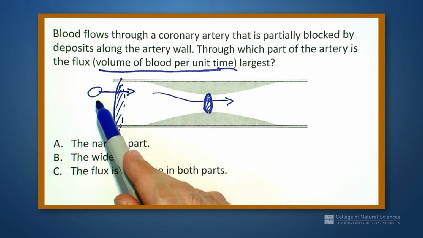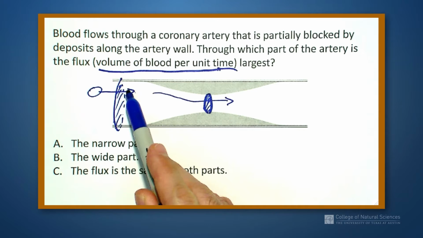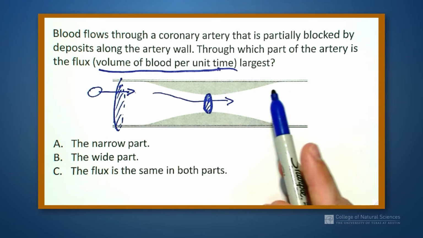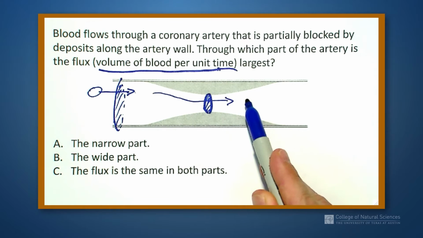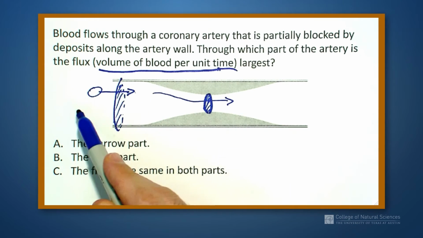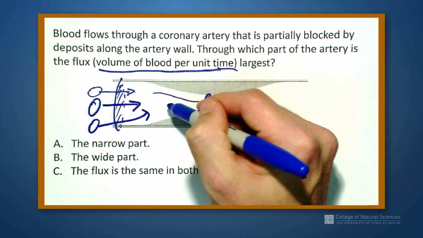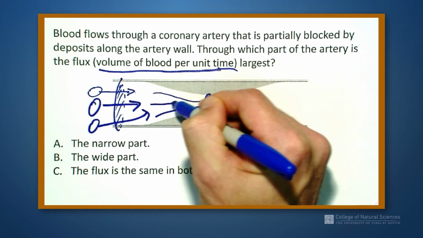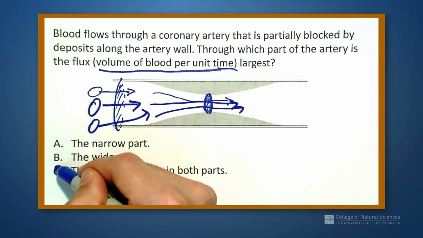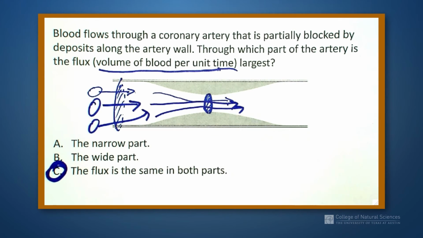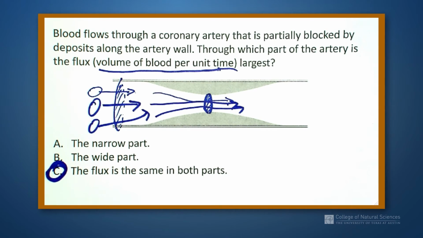So if the blood flows through this area right here, then it's going to have to flow there. If we have one blood cell per second here, then we have one blood cell per second there. If we have 3 blood cells that flow through here, we're going to get 3 blood cells that flow through there as well. So the flux, the amount of mass or volume of blood per unit time, is going to be the same.